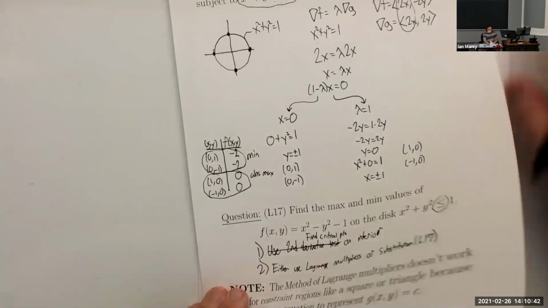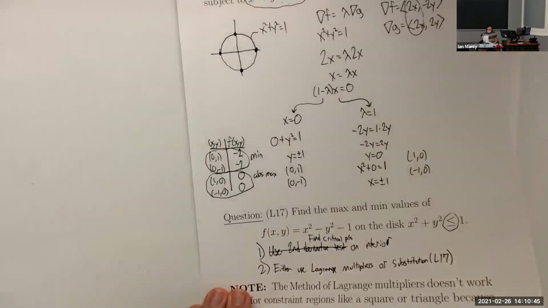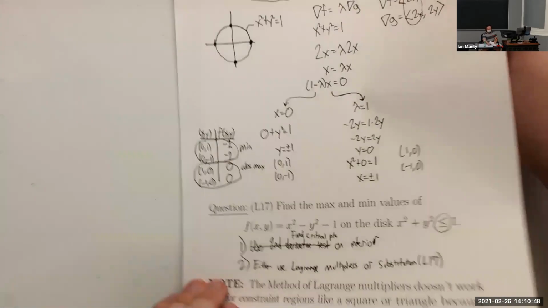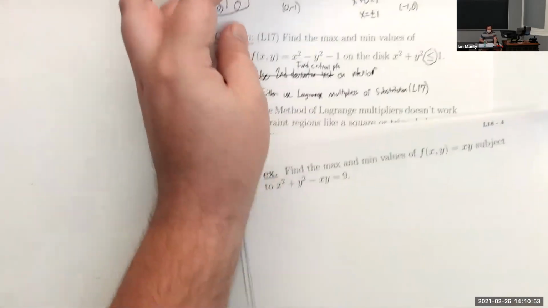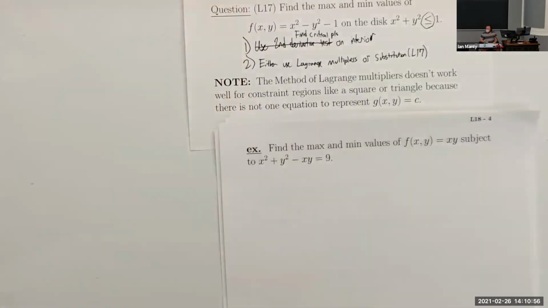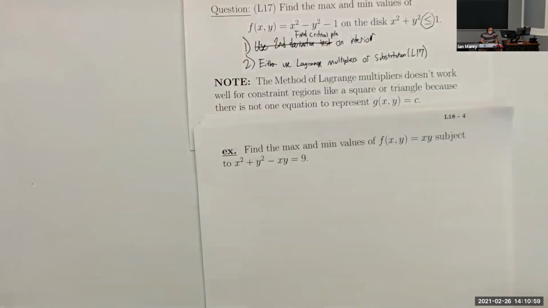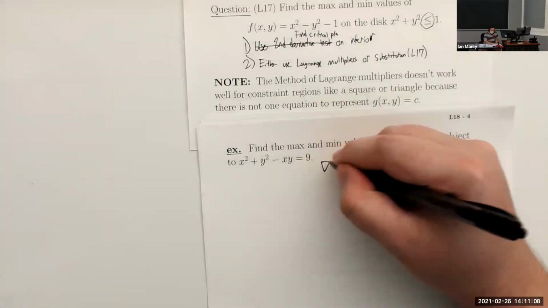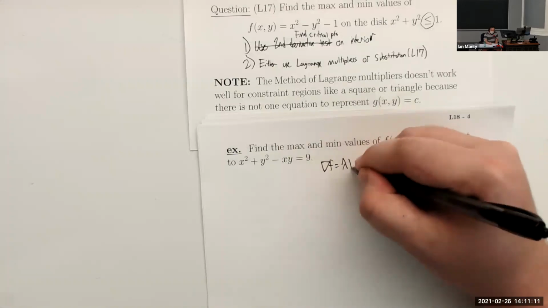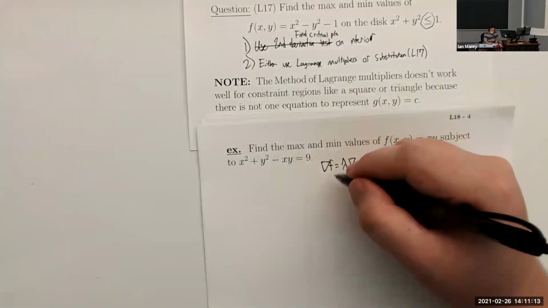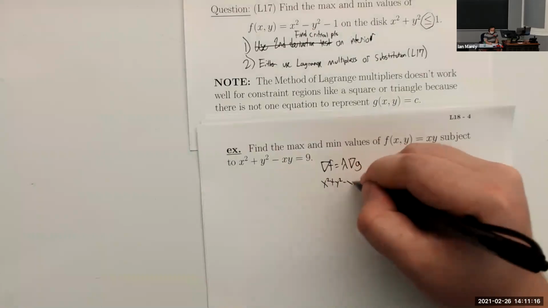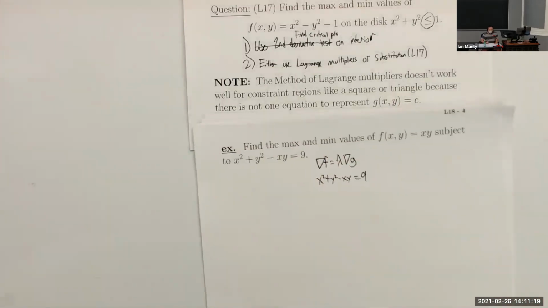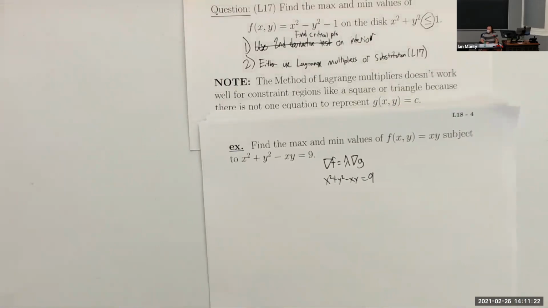All right, so let's try another one of these. Let's get more practice doing this, because it's a little bit strange at first, and there's not a really nice Calc 1 version of this either, so it's kind of hard to get an intuition. Find the maximum and minimum values of f(x, y) = xy subject to x squared plus y squared minus xy equals 9. We know that the gradient of f needs to be lambda times the gradient of g, and that x squared plus y squared minus xy has to be 9. So these are our equations right here.